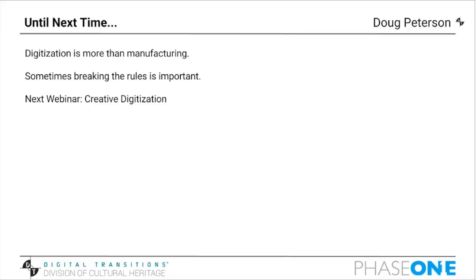And so in the next webinar, we'll talk about some more creative digitization techniques, things like raking light and illumination angles, which Pete touched on, and we'll touch on those things that break the rules and which require the rules to be thrown away.